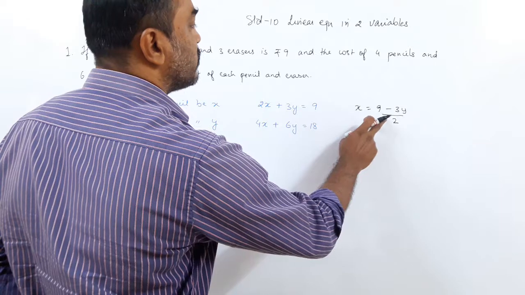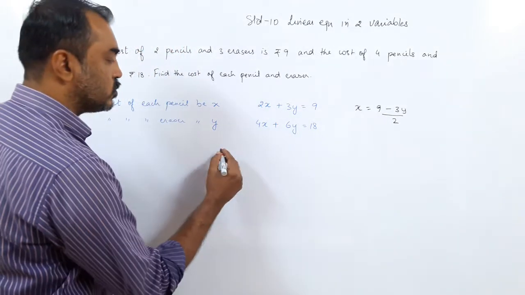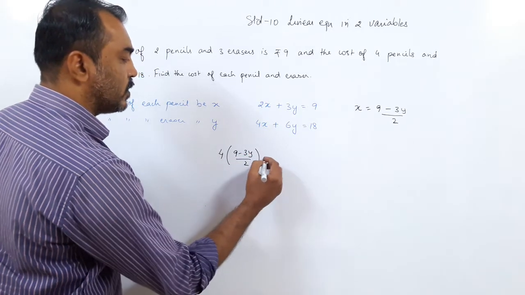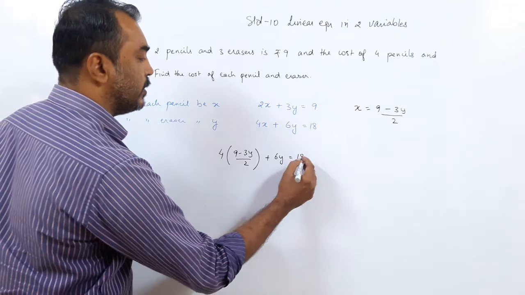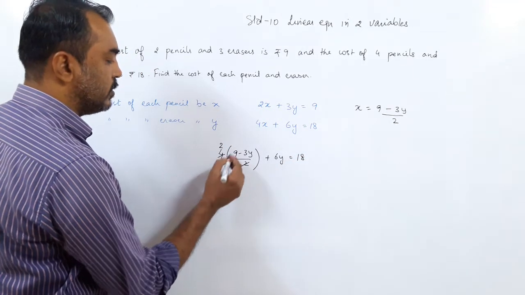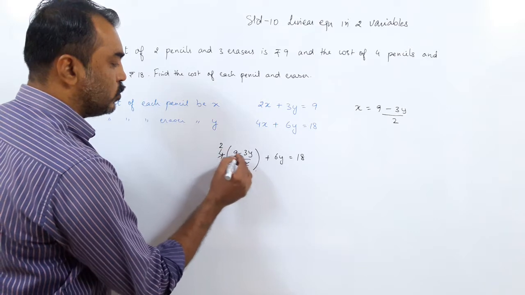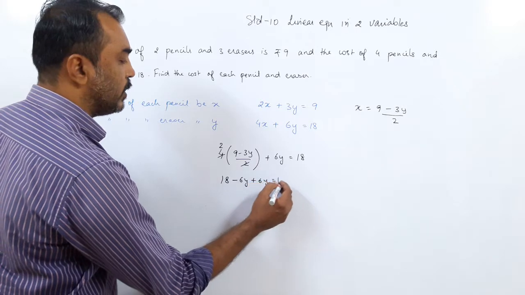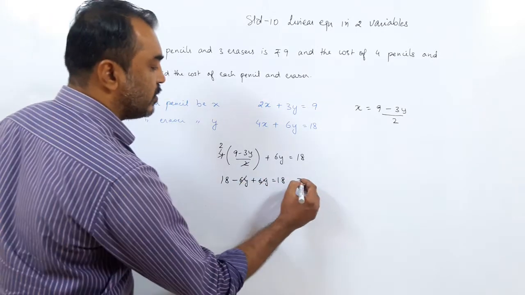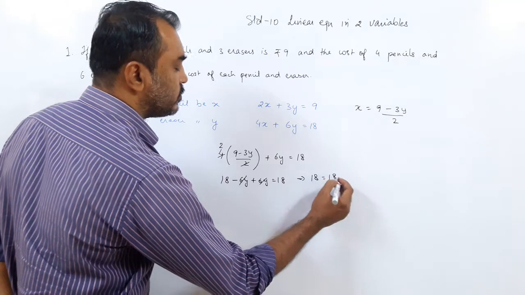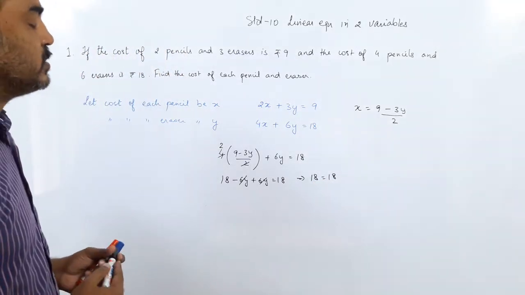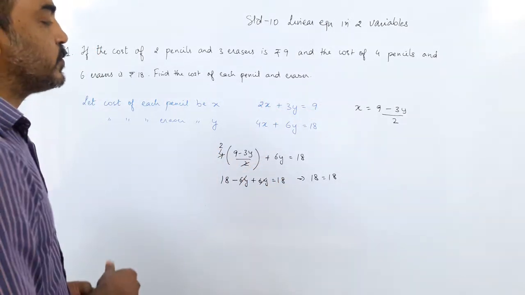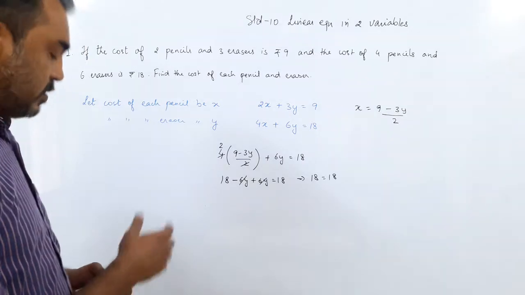Now we substitute this value of x in the second equation. So we have 4 into (9 minus 3y) upon 2, plus 6y equal to 18. The 2 and 4 get cut: 2 nines are 18, 2 into minus 3y is minus 6y, plus 6y equal to 18. Minus 6y plus 6y gets cut, we get 18 equal to 18. Now 18 equal to 18 is true for all conditions. So we are getting no particular value for y. Yesterday we tried this substitution method, but we are not getting any answer here.